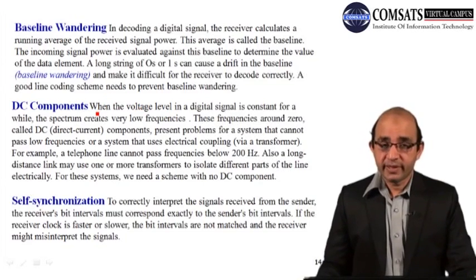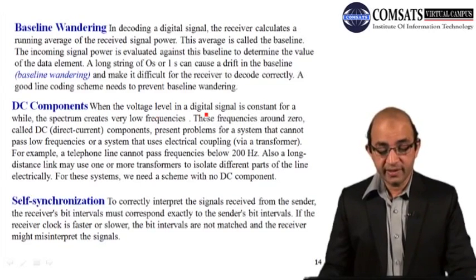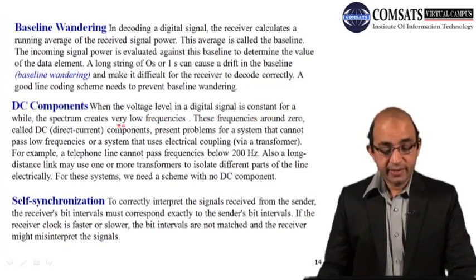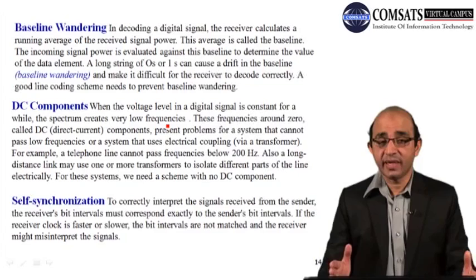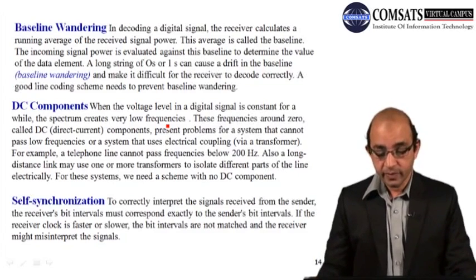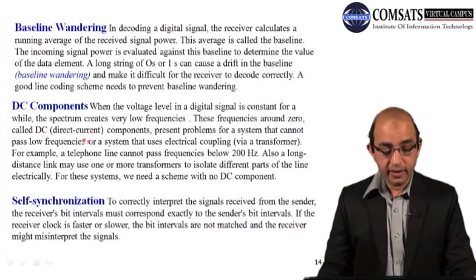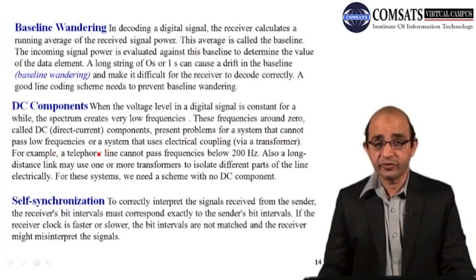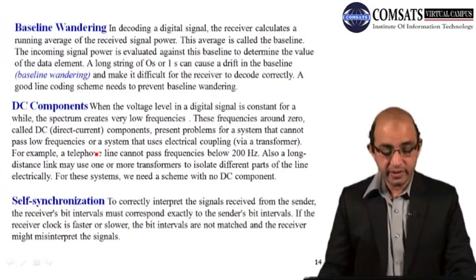And then DC components, that is also an important part in some scenarios of the signal. When the voltage level in a digital signal is constant for a certain amount of time, it creates very low frequencies. Those frequencies are very close to zero and are called DC components. They are the main reason for problems for a system that cannot pass low frequencies. So if we have to suppress low frequencies, those DC components will be stopped there.